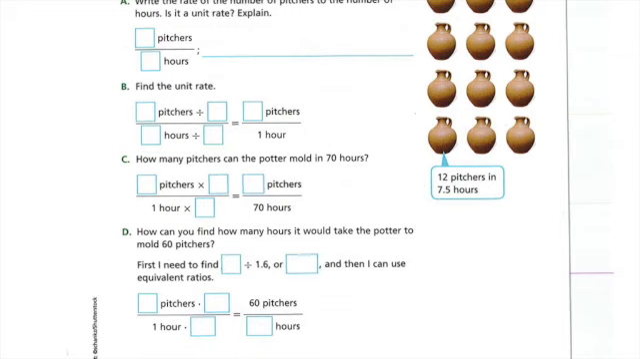All right, a potter takes a total of 7.5 hours to mold 12 clay pitchers. Write the rate of the number of pitchers to the number of hours. All right, so pitchers to hours. We had 12 pitchers in 7.5 hours. Is that a unit rate? No. The second number is not 1.